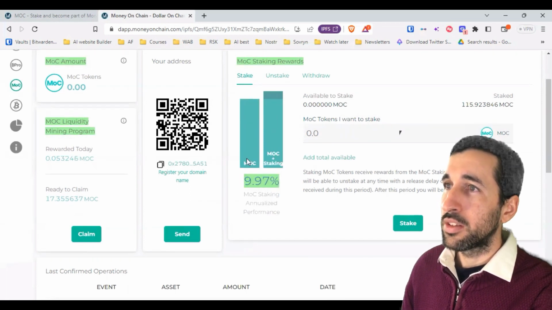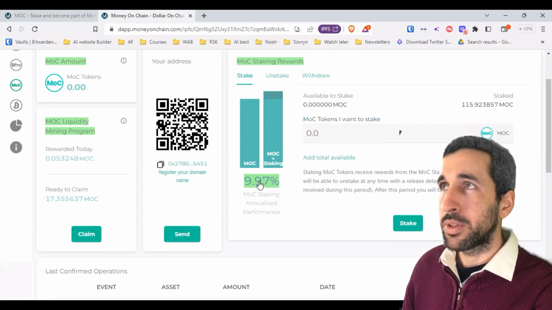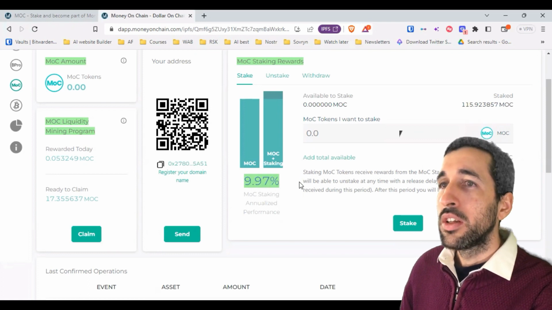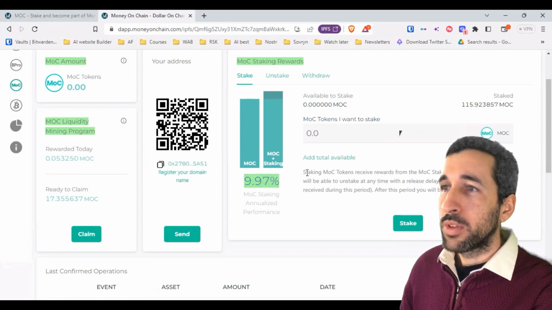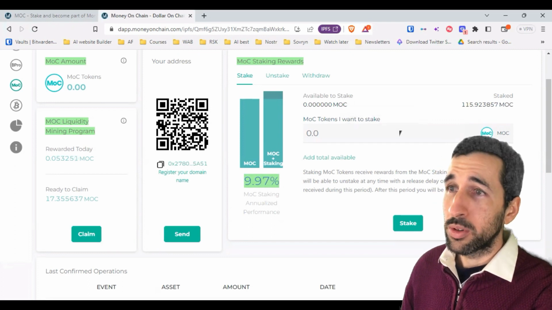So you can see this graph pretty much shows you, okay, this is the MoC that you have, and if you do staking, you have the same plus that extra almost 10%. And remember that this is 10% of compounding interest. So yeah, all the tokens that you're earning will automatically start earning you more tokens.